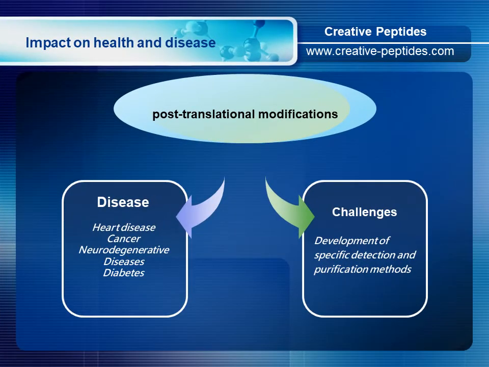Consequently, the analysis of proteins and their post-translational modifications is particularly important for the study of heart disease, cancer, neurodegenerative diseases, and diabetes. The characterization of PTMs, although challenging, provides invaluable insight into the cellular functions underlying etiological processes. Technically, the main challenges to studying post-translationally modified proteins are the development of specific detection and purification methods, including mass spectrometry, Eastern blotting, and Western blotting.